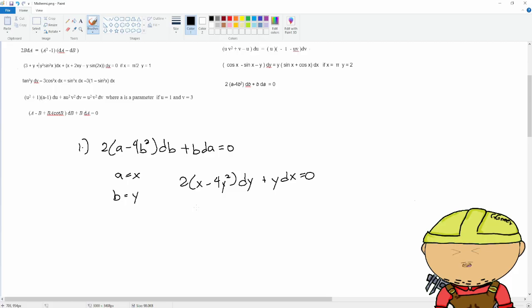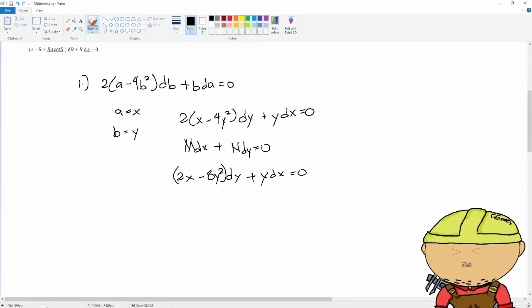Okay, first is to try to transform it to M dx and N dy form. Simplify it first, so it's much easier to look at: 2x minus 8y squared dy, in parentheses, times y dx. Right now we don't know what type it is, but I'm seeing a first degree x and a second degree y. So I'm going to try a linear equation, linear in y. This will be our linear form.